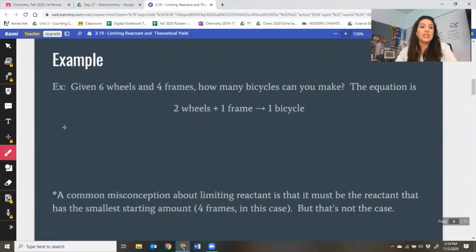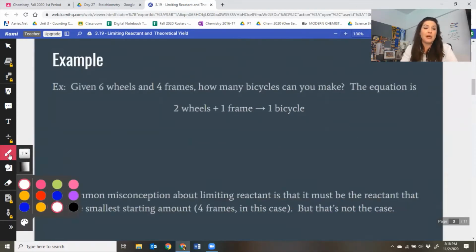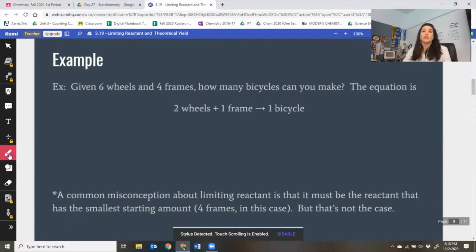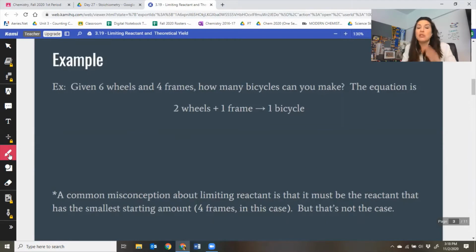So let's use this thought example that I know I keep coming back to, this bicycle. Let's say that we needed a chemical reaction for a bicycle, and we're going to dumb it down to make it really, really simple, that 2 wheels and 1 frame are enough to make 1 bicycle. So this is a recipe or a balanced chemical equation. Given the fact that we have, let's say we have enough in our garage, 6 wheels and 4 frames, how many bicycles would we be able to make?